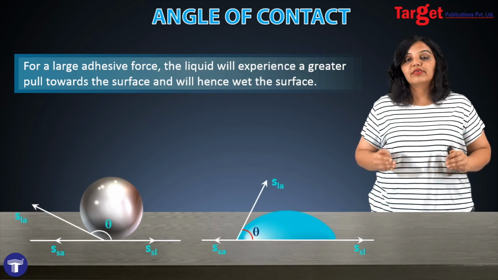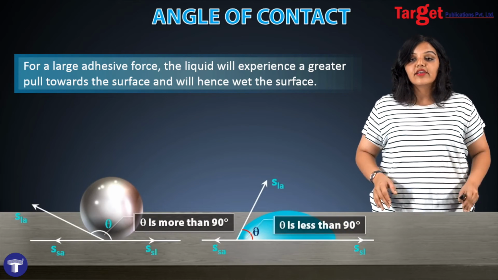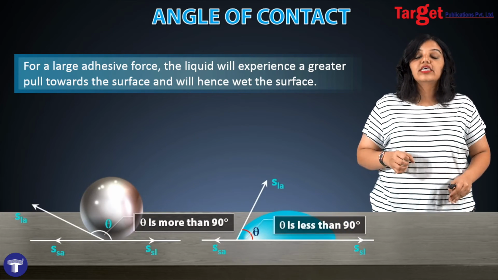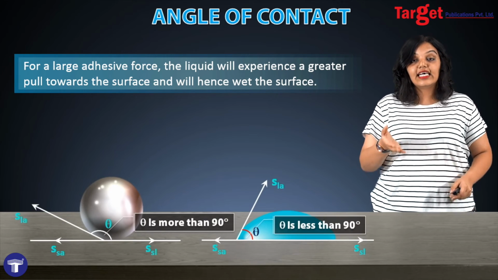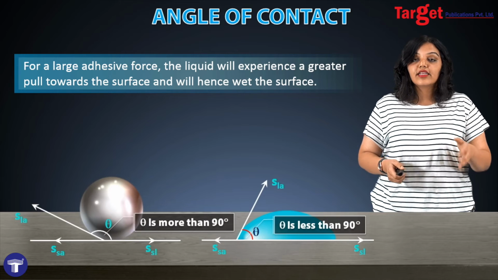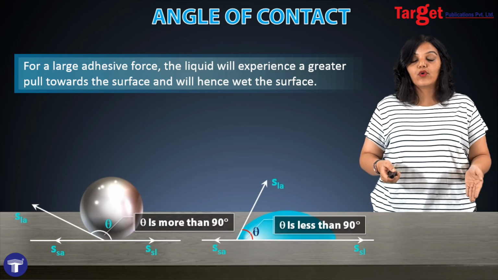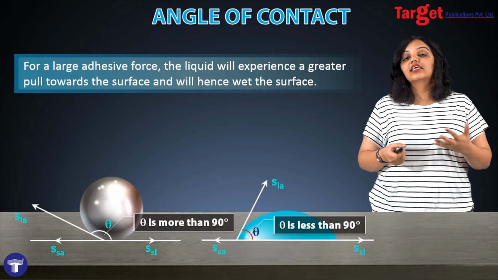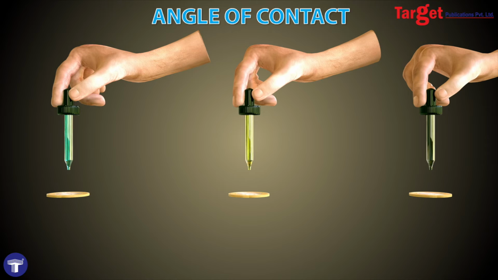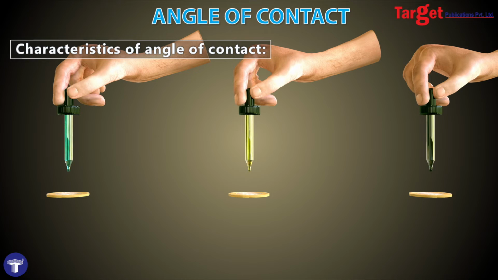And from the diagram itself we can tell that in general it means that if there is a large adhesive force, the angle of contact must be less than 90 degrees, as in the case of water, but if there is a greater cohesive force, then the angle of contact must be more than 90 degrees, as is the case of mercury. So let's summarize the characteristics of the angle of contact. There are three distinct cases.